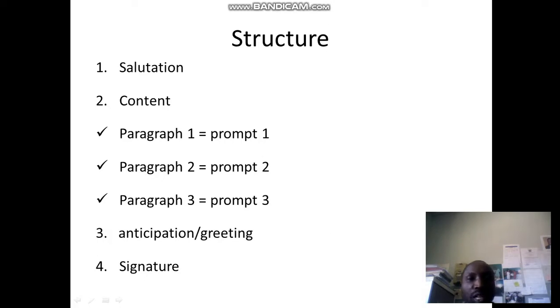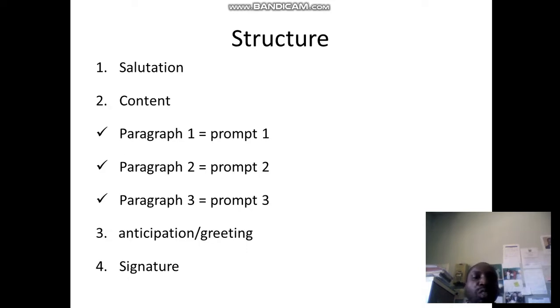Please take note that after salutation, in most cases, we are used to greeting. Let's say, "Dear Peter, hi, I hope you are fine." Or, "I'm writing this letter to tell you that I'm enjoying the soccer match." It's not allowed. After salutation, when you have written "dear," the next thing that you must do is to start covering prompt 1.